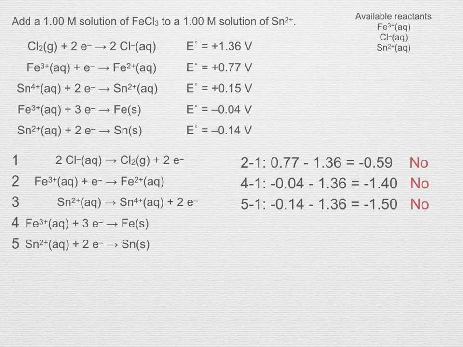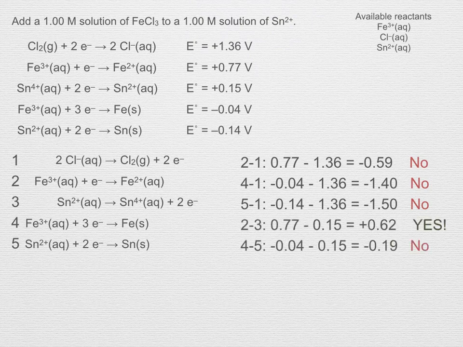Now try the tin oxidation, which is reaction 3, and pair it with the reductions 2 and 4. Again, pairing with 5 makes no sense. Here are those 2 results. So yes, there will be one reaction. Iron 3+ will be reduced to iron 2+, and tin 2+ will be oxidized to tin 4+.